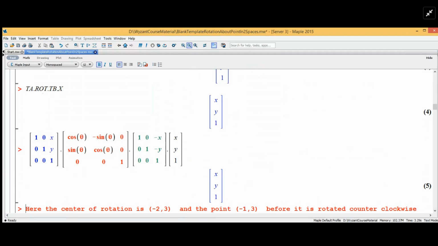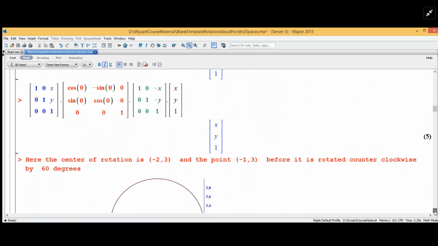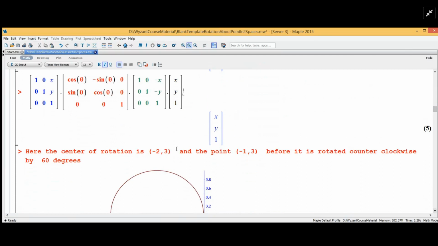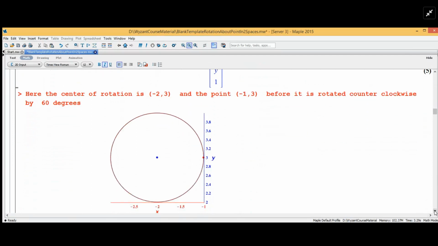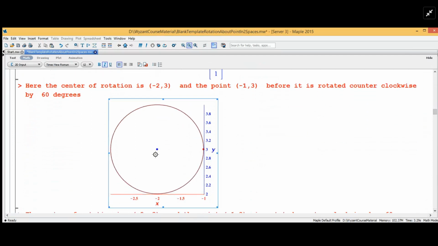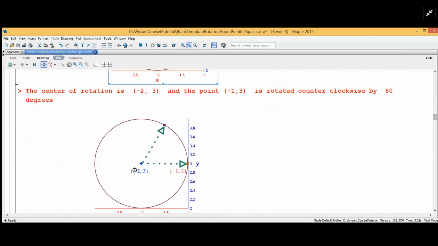And here are a couple of illustrations. In particular, we were asked for the point (-2, 3), which is the point of rotation. And here's the point (-1, 3) before it's rotated by 60 degrees, or pi over 3 in this case. So you see the point of rotation, minus 2. Here's the point in question, (-1, 3), and it's rotated to this point here, right?